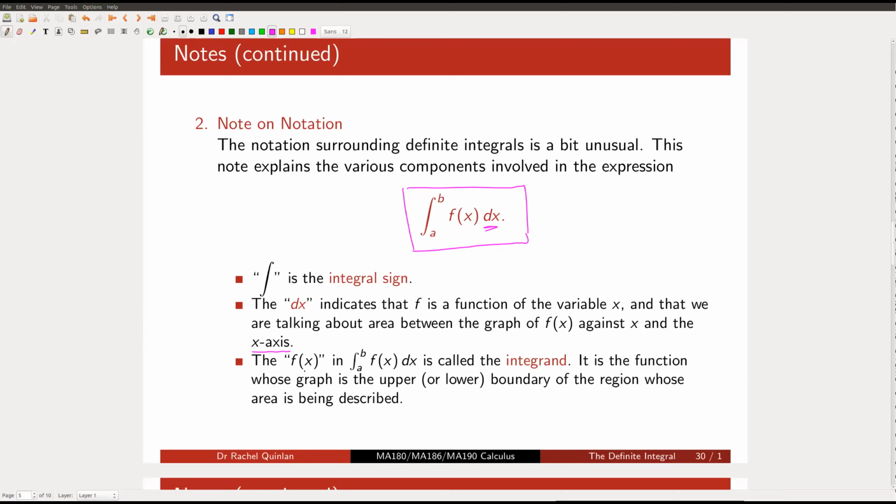Okay, so the f of x part is called the integrand. That's a word that we rarely use, but in case you encounter it anywhere, that's how it's referred to. It's a function whose graph defines the upper or lower boundary of the region whose area is of interest.